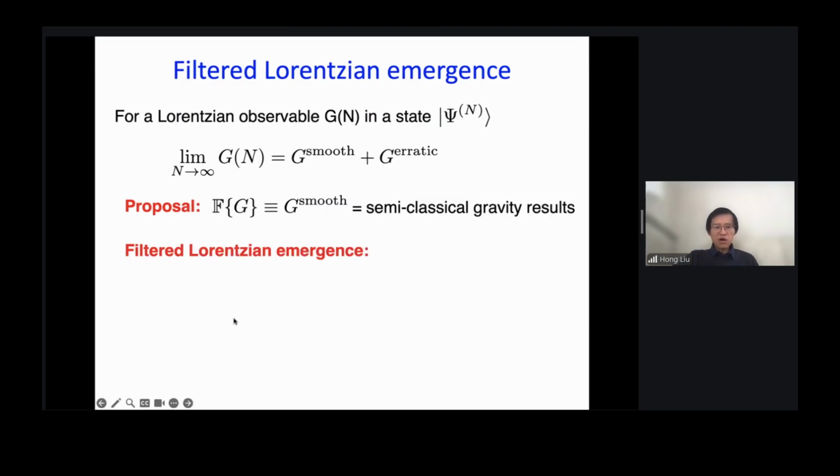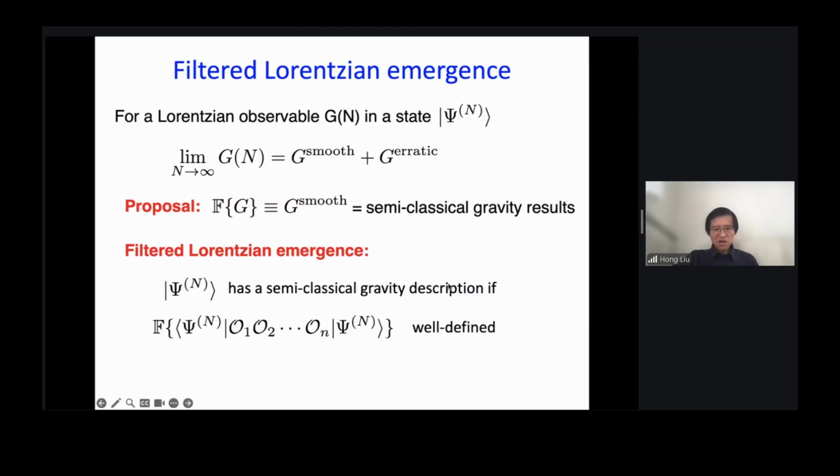And so that also gives rise to a generalized Lorentzian emergence, which I call filtered Lorentzian emergence. If you have a sequence of states psi, we say it has a semi-classical gravity description if the filtered correlation functions of single trace operators are well defined. So this is a very important distinction.